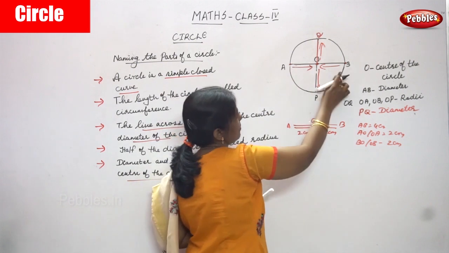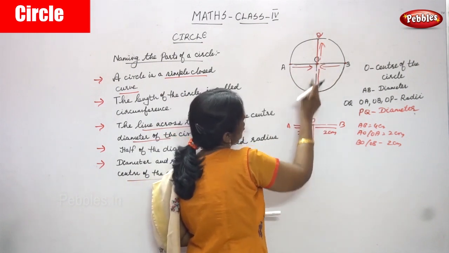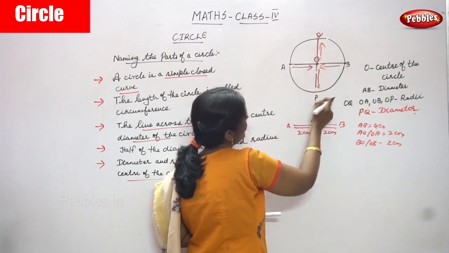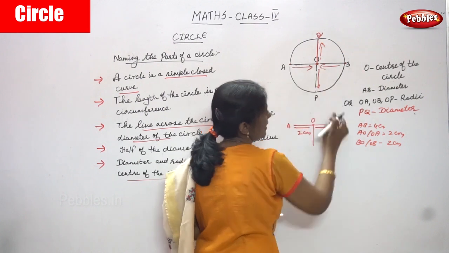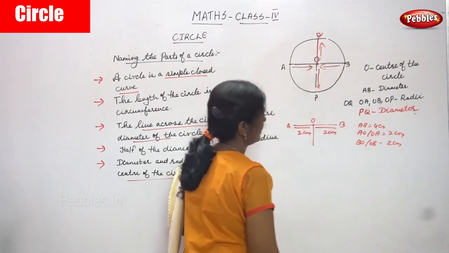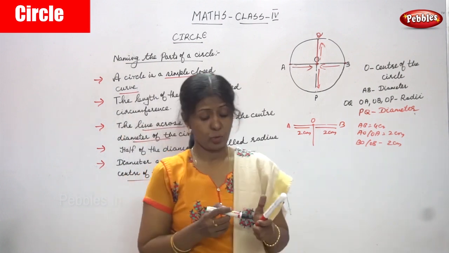So AB is the diameter, O is the center of the circle, and the other things, OQ, OP, OA and OB, are called radii. That's all. These are the parts of the circle. Now we are going to move on to the sums.